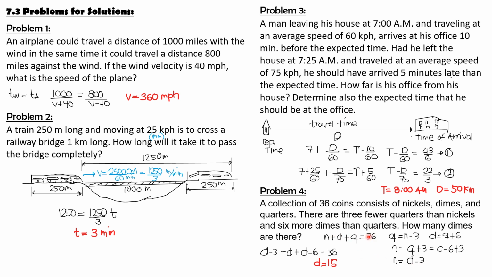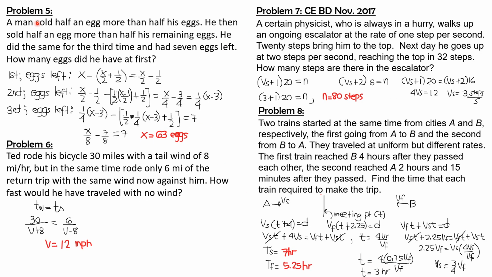Substitute into this equation: nickels, dimes minus 3, plus dimes, plus quarters. Quarters from this equation is dime minus 6, then equals 36. Simplifying, 36 plus 3 plus 6 is 45. 45 divided by 3, because this is 3D, so the number of dimes is 15. So let's have this miscellaneous problem in algebra.